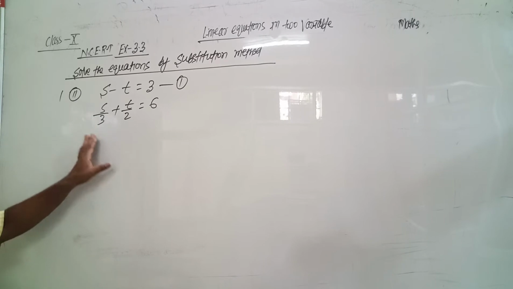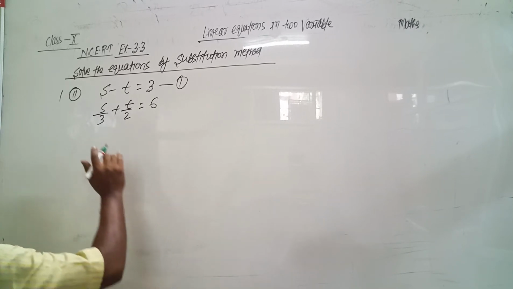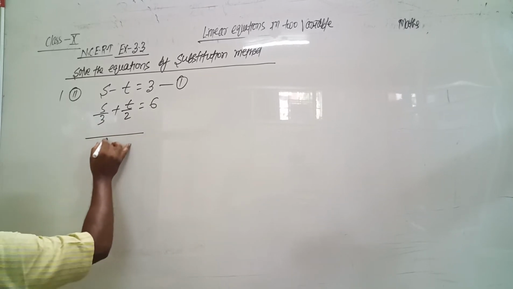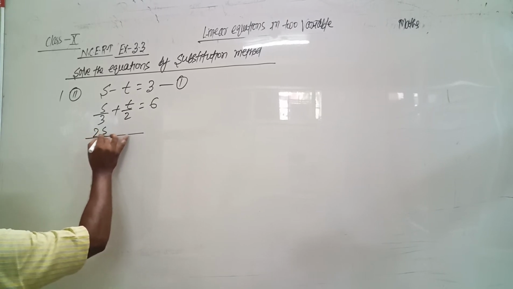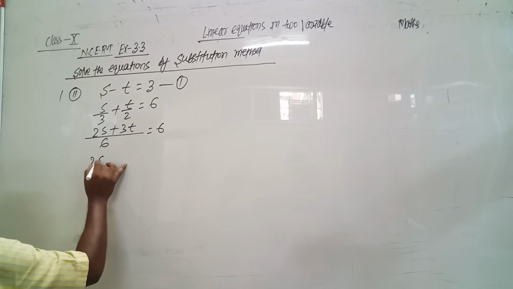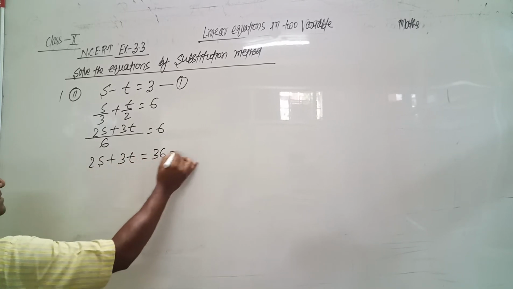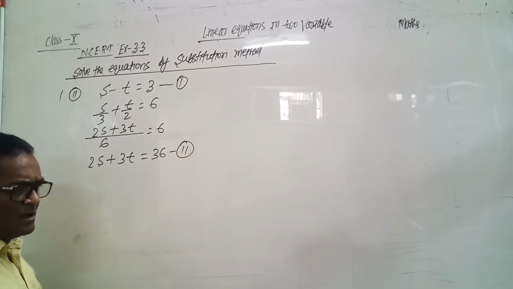Firstly, we will have to solve this equation to make the standard form, to write it in standard form a1x plus b1y equals c. So take LCM 6, it becomes 2s plus 3t equals, by cross multiplication, 6 into 6, 36.